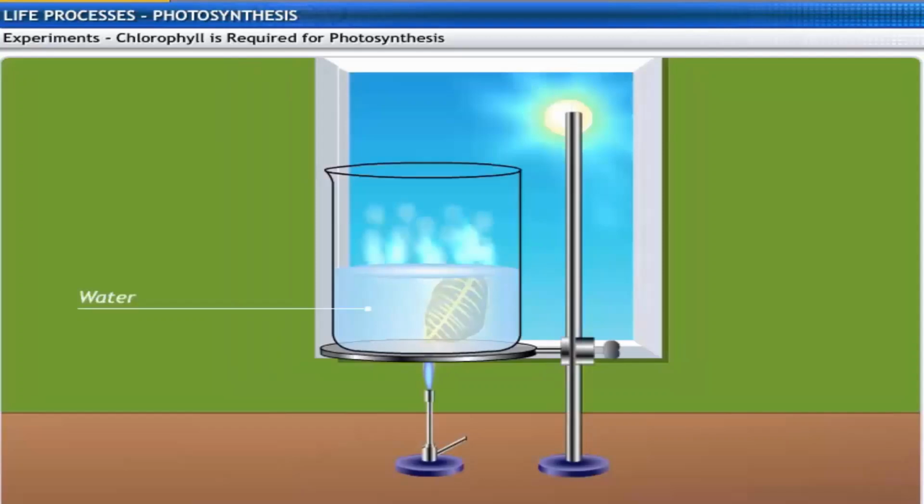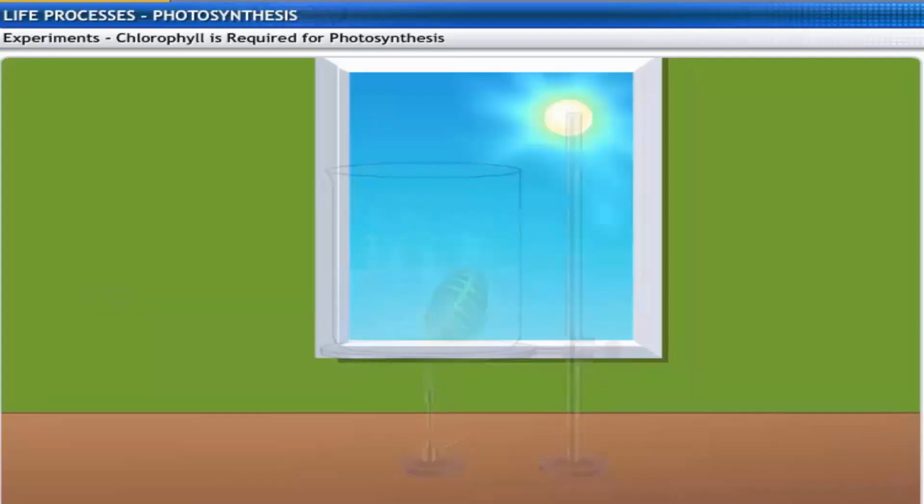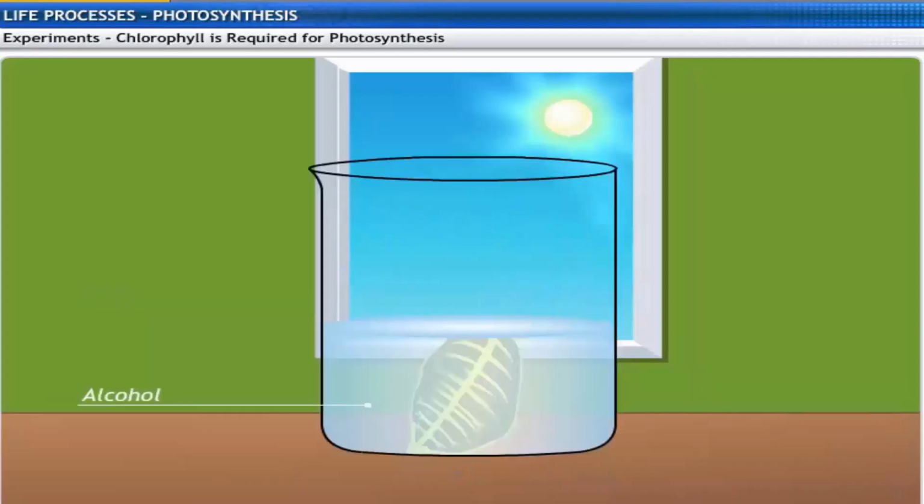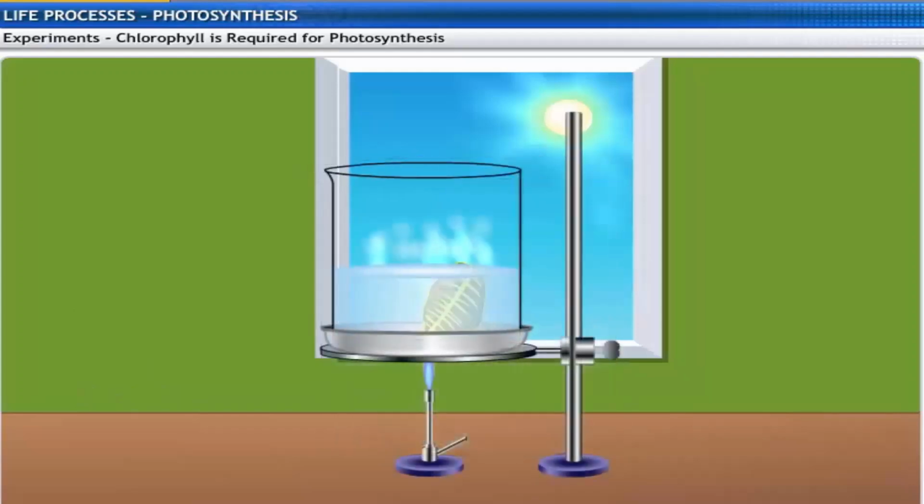Now, dip the leaf in boiling water for a few minutes. This process destroys all the enzymes in the leaf and stops any further chemical changes from taking place. After boiling, immerse the leaf in a beaker of alcohol. Place the beaker in a water bath and heat it till the alcohol begins to boil.